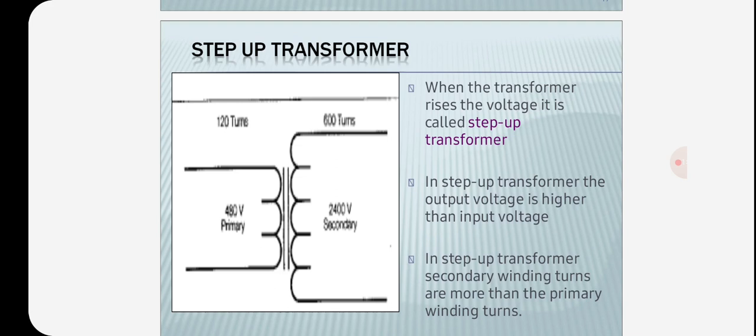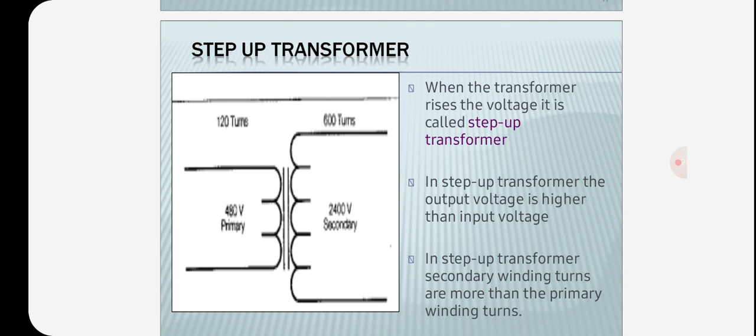So next we go for step up and step down transformers. So here, the two winding transformer with primary winding having N1 turns and secondary winding having N2 turns. When the primary winding is connected to an AC supply, an alternating flux phi is produced in the core.